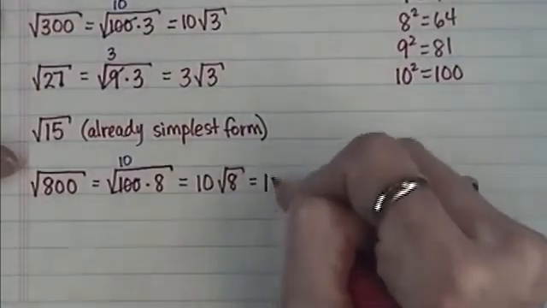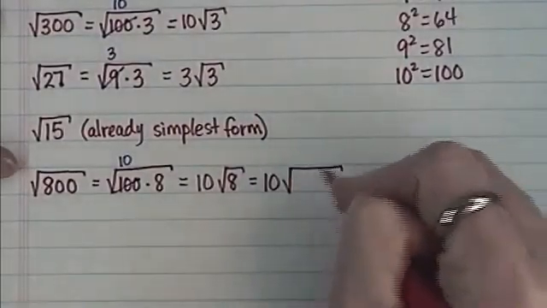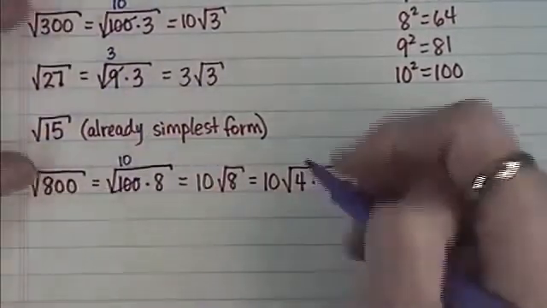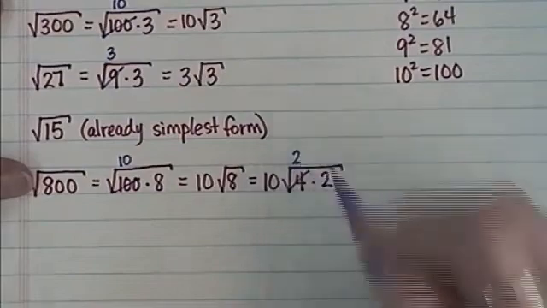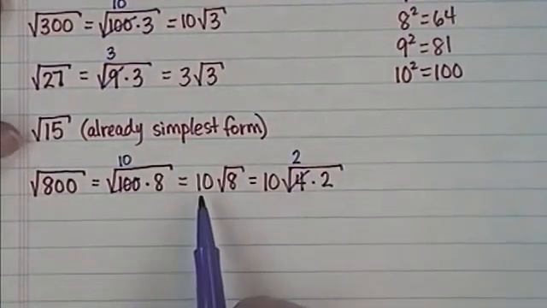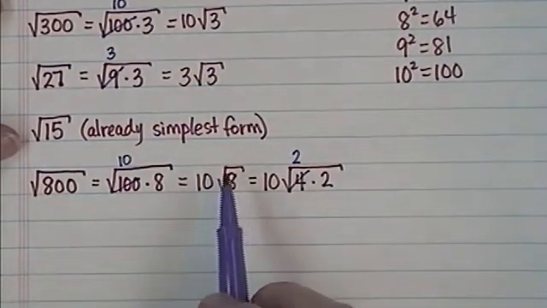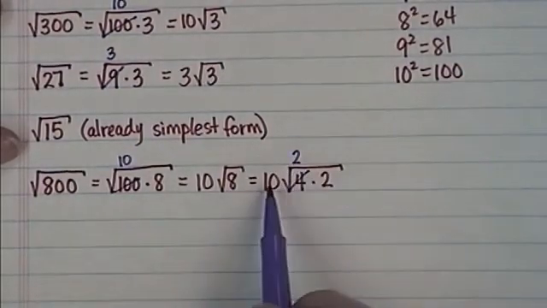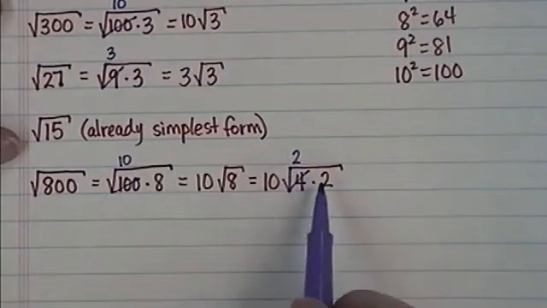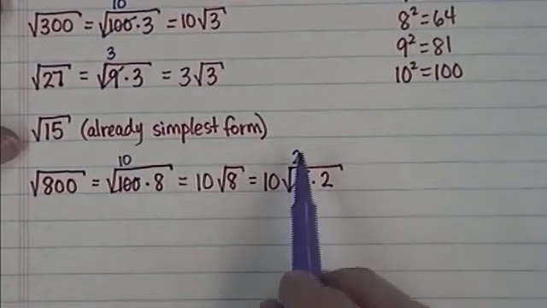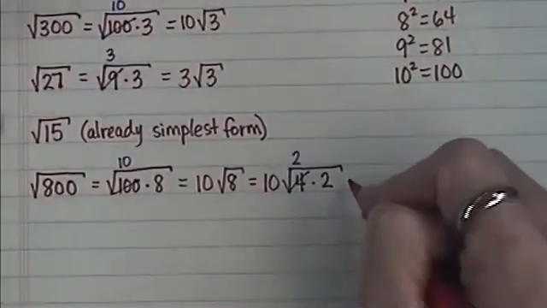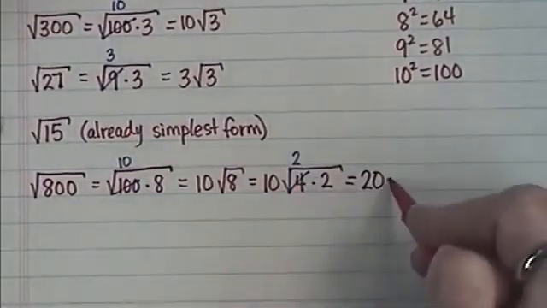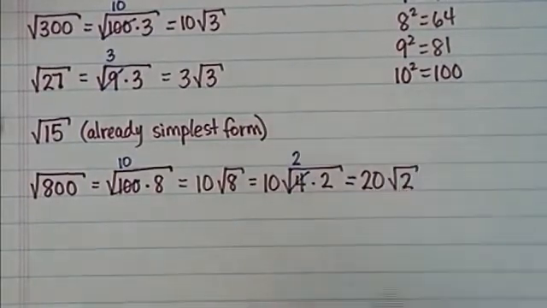So I'm going to rewrite this as 10 times the square root of 4 times 2. 8 is 4 times 2. The square root of 4 is 2. And remember, all of this was being multiplied together. This is 10 times the square root of 8. This is 10 times whatever the square root of 8 is, or 10 times 2 times the square root of 2. So 10 times 2 equals 20. And that 2 here is still under the radical sign. So this is 20 radical 2.